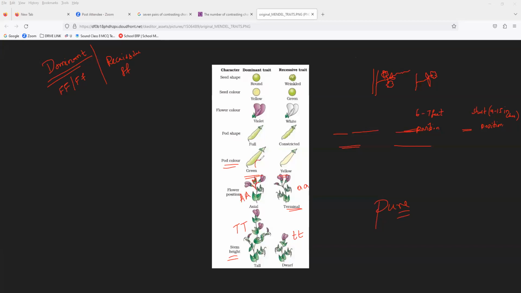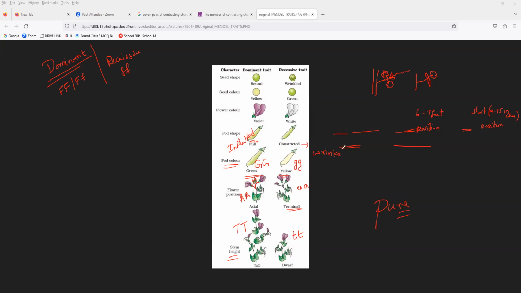So the green, I will take it as a capital G. Then yellow, what is the yellow? Both small. Next, pod shape: fully inflated. This is inflated, and this is constricted. Constricted, we can also say wrinkled.